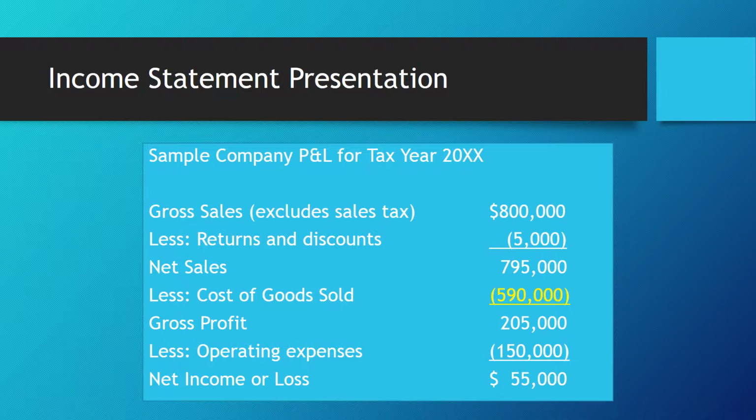Typically, cost of goods sold is a high percentage of net sales, perhaps even over 50%. For this reason, it can be one of the most important numbers to get right on the tax return.